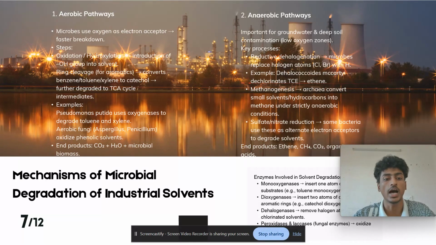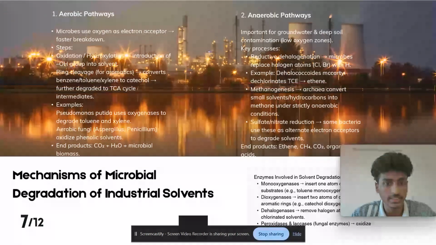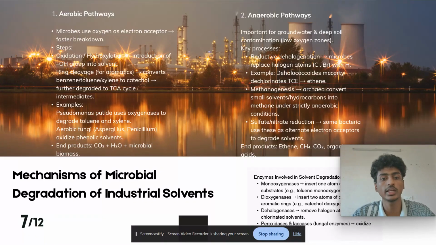Then comes the anaerobic pathway. This takes place in oxygen-depleted conditions, such as in groundwater, deep soil contamination, etc. Here, microbes use reductive dehalogenation, methanogenesis, sulfate or nitrate reduction, etc. As an example, Dehalococcoides mccartyi dechlorinates TCE into harmless ethene.